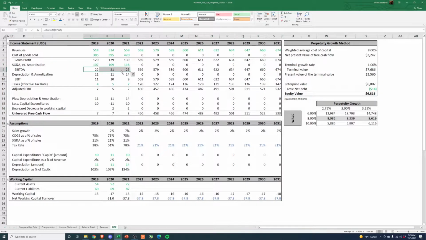to get you your EBITDA, so earnings before interest, tax, depreciation, and amortization. Then you're going to subtract out your D&A, and that's going to get you your EBIT. From there, you're going to calculate taxes, and that's going to give you adjusted EBIT.